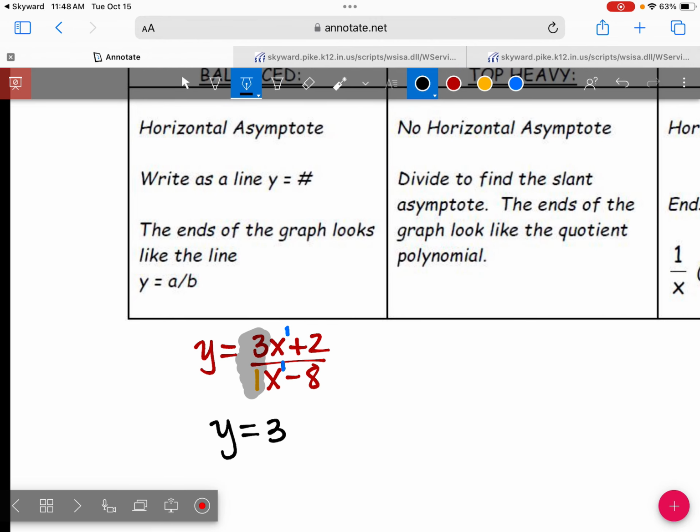So when I say balance, I'm talking about the exponent. The exponent is the same. You divide the number in front.